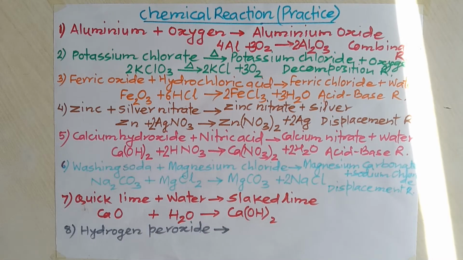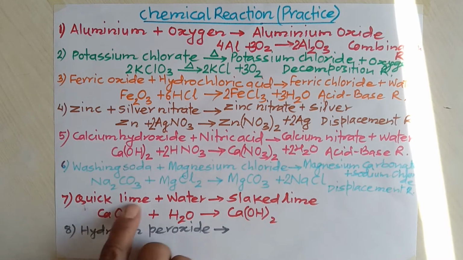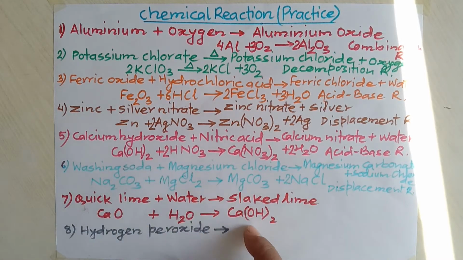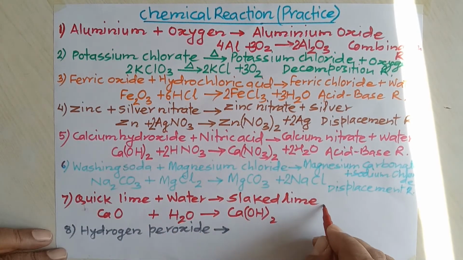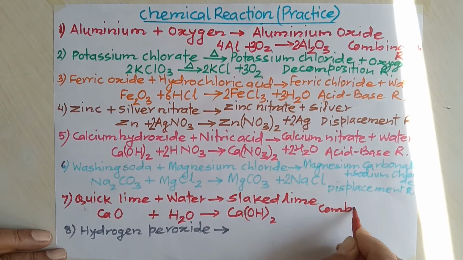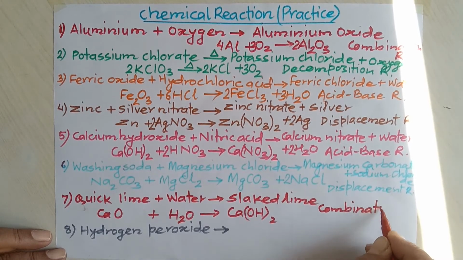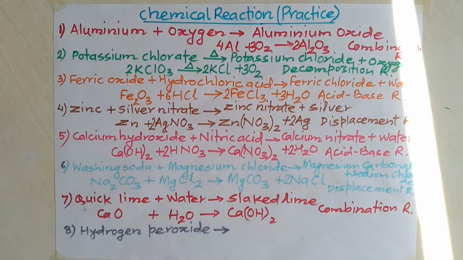Okay, now what type of reaction is it? It is combination reaction. Why combination? Because a reaction in which two or more than two elements or compounds combine to form a single compound is called combination reaction. Here quicklime is a compound, water is another compound, two compounds are combined to form another compound, calcium hydroxide. That's why this is combination reaction.